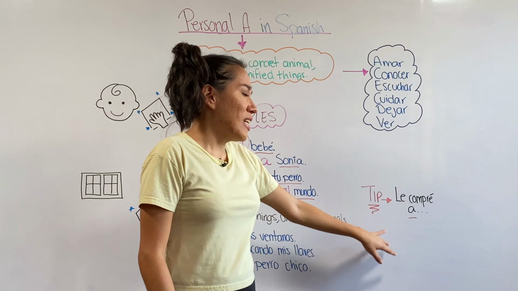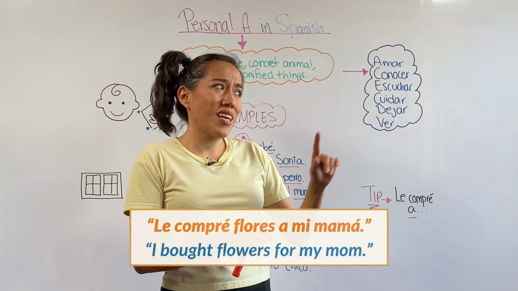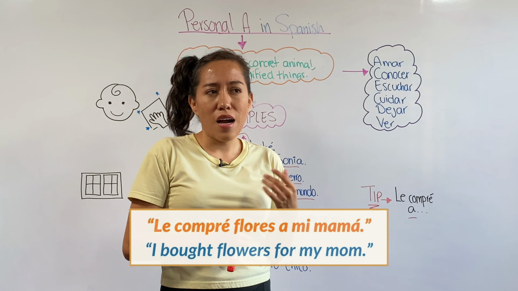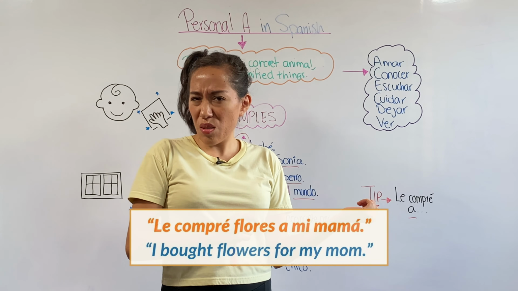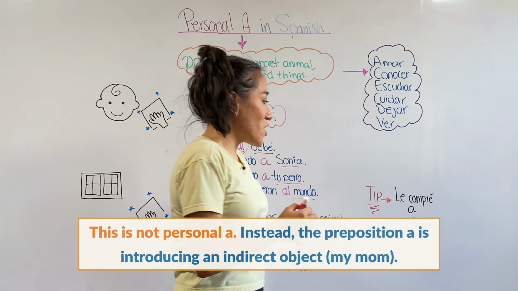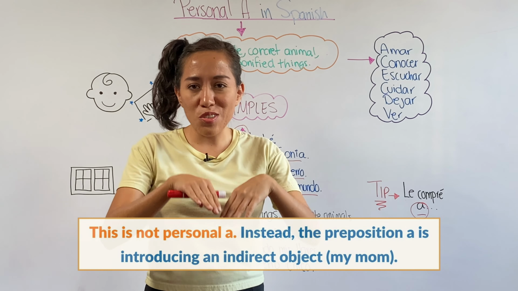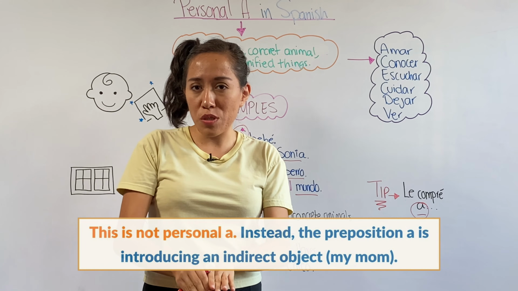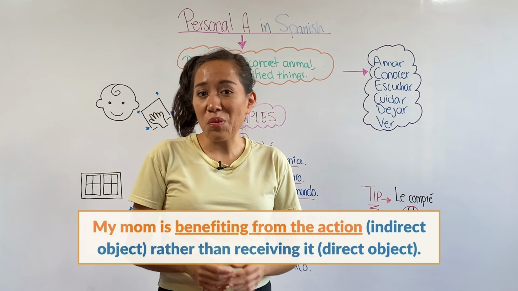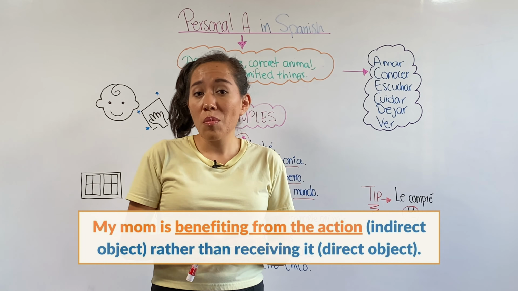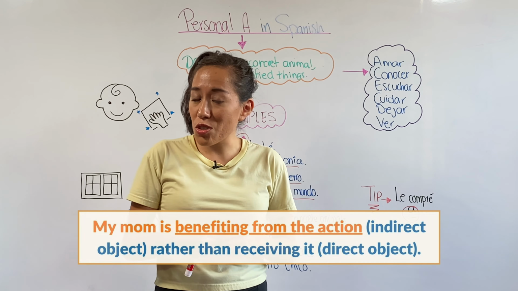Okay, but what happens with sentences like le compré flores a mi mamá? I bought flowers for my mom. Is that personal a too? No, that's not personal a. In this case, a is introducing an indirect object. So in this example, my mom is a person benefiting from the action, okay?